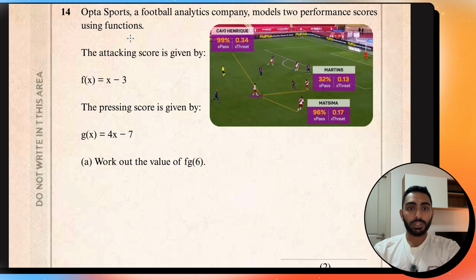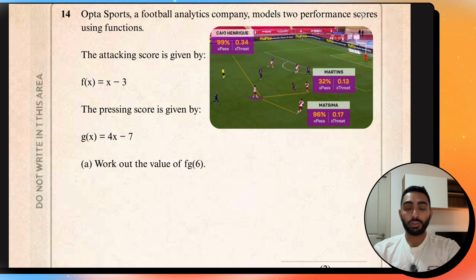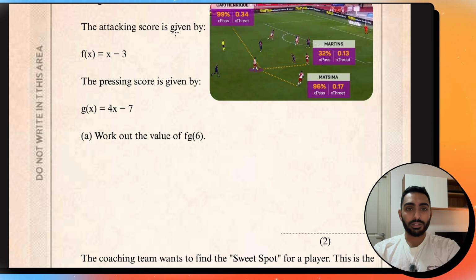Question 14. Opta Sports, a football analytics company, models 2 performance scores using functions. The attacking score is given by this function, f of x is equal to x minus 3, and the pressing score is given by that function. Work out the value of f of g of 6. That means we're going to substitute 6 into here. We're going to swap it with the x, and then we're going to substitute that answer into f and see what we get.